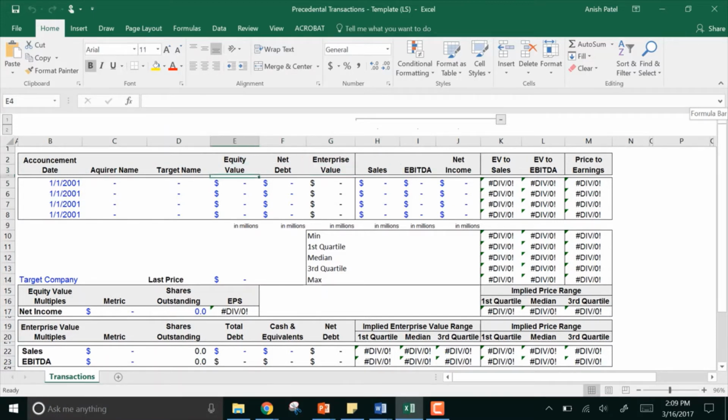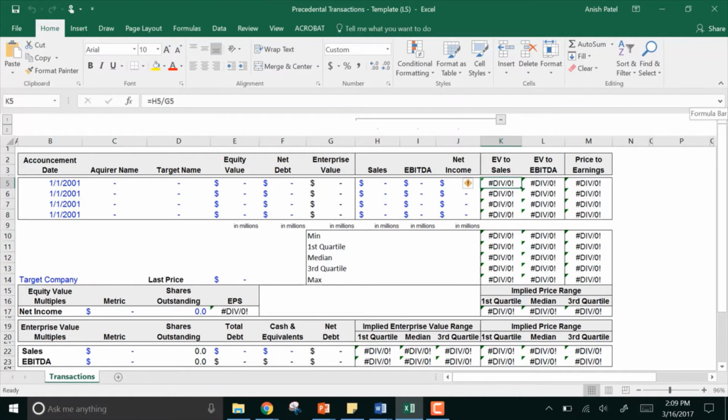And these metrics are all based on the target. So the net debt of the target, the enterprise value of the target, of the valuation that it was bought at. Similarly, these metrics are the performance metrics. They too are of the target at the time of the sale. And these are sales, EBITDA, and net income.